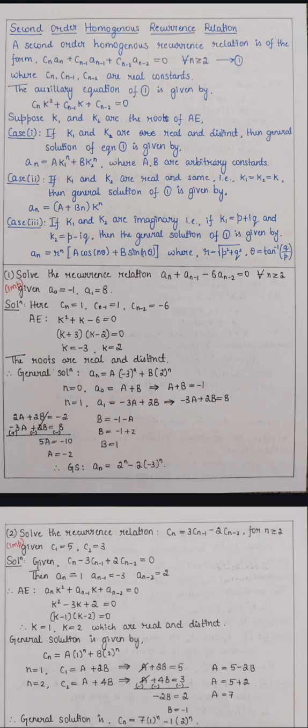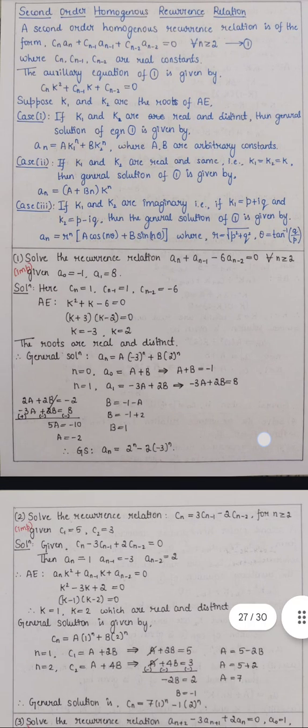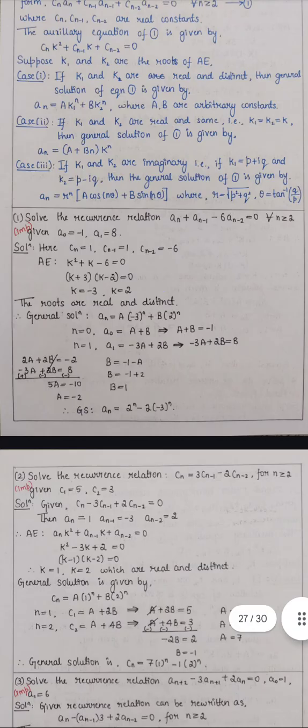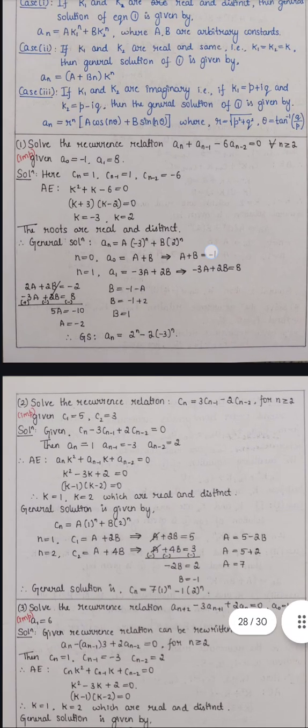If k1 and k2 are imaginary, that is, k1 is p plus iq and p minus iq, then the general solution will be an equals r power n into a cos n theta plus b sin n theta, where r equals root of p square plus q square, theta equals tan inverse of q by p.